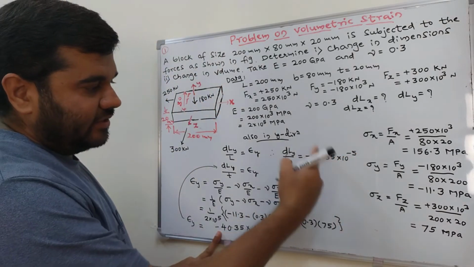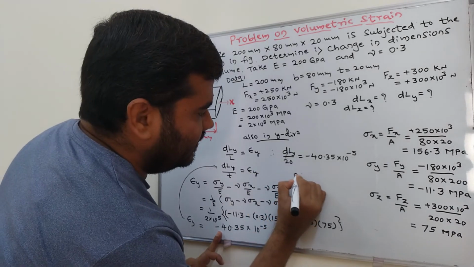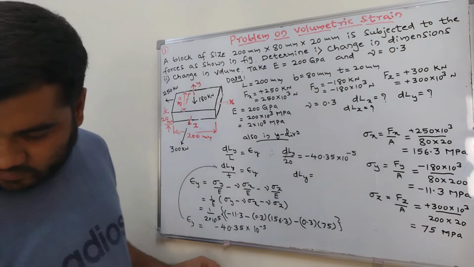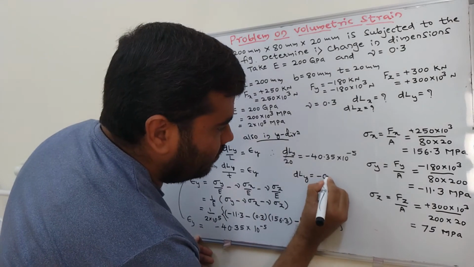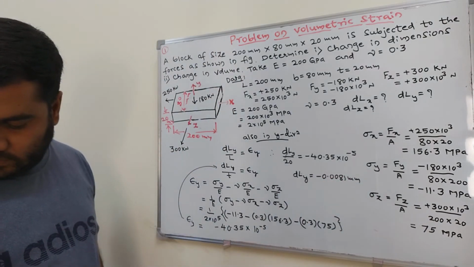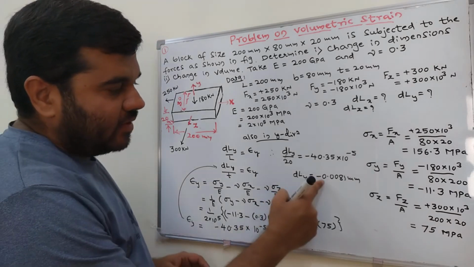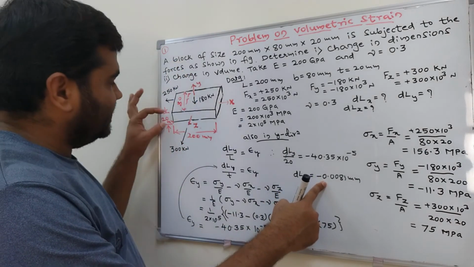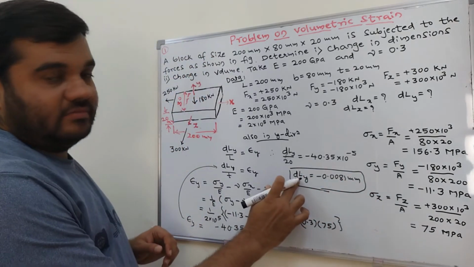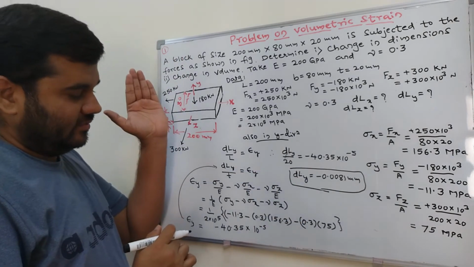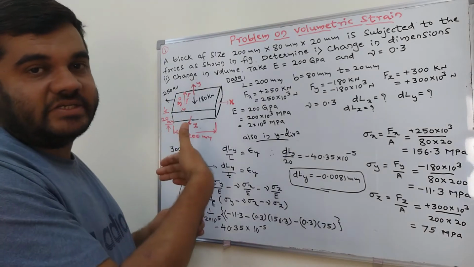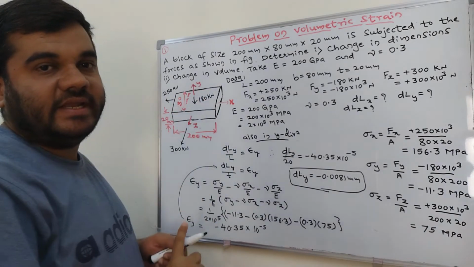After calculation, the unknown value, the change in length in y direction, is minus 0.0081 millimeter. Very small in y direction because the thickness is also less, and this is the deformation or change in length in y direction. Now what is the next step? We need to find how much the deformation or change in length is in z direction.